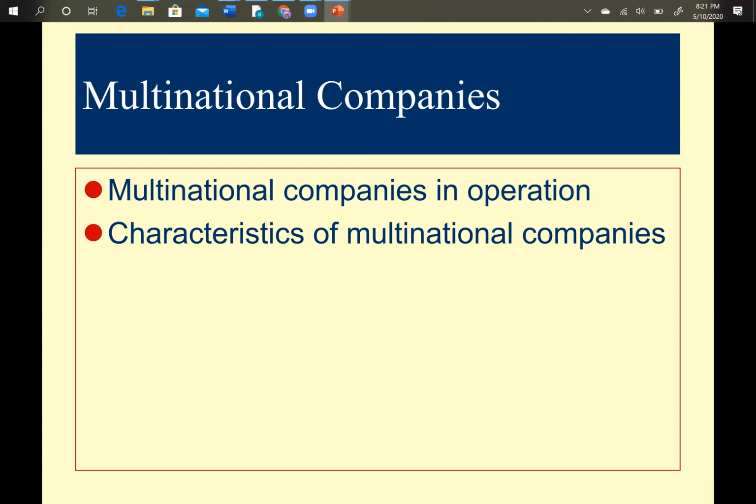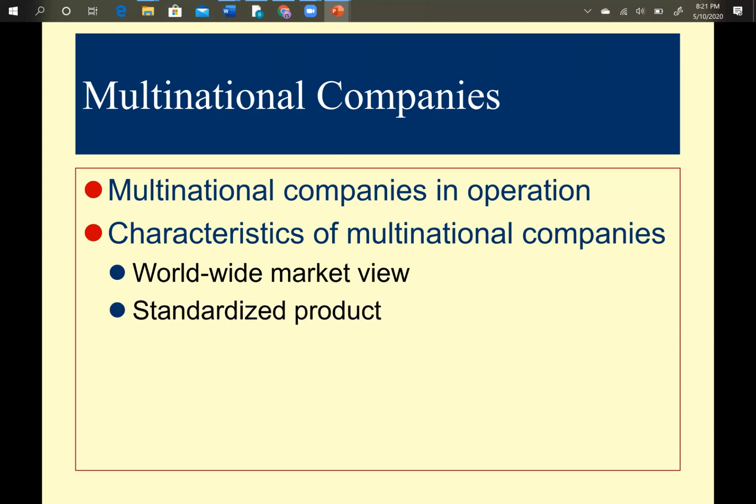The characteristics of these, again, you're going to have a worldwide market view. So again, you have to look at the cultures and understand where you're located and what the people are like in that area or that region of the world. So you have to have more of a worldwide market view and understanding on a multinational scale. As far as your product, it has to be more standardized. You have to, again, take what you know, kind of narrow it down and make sure that who you are dealing with or who your target market is in that region of the world, make sure that they understand.